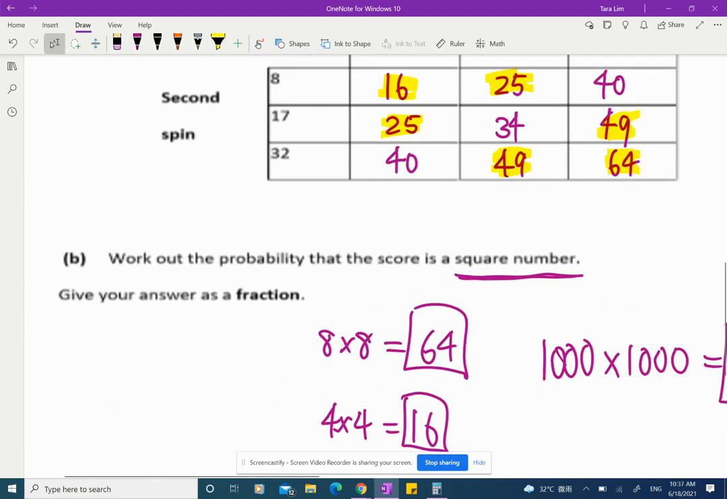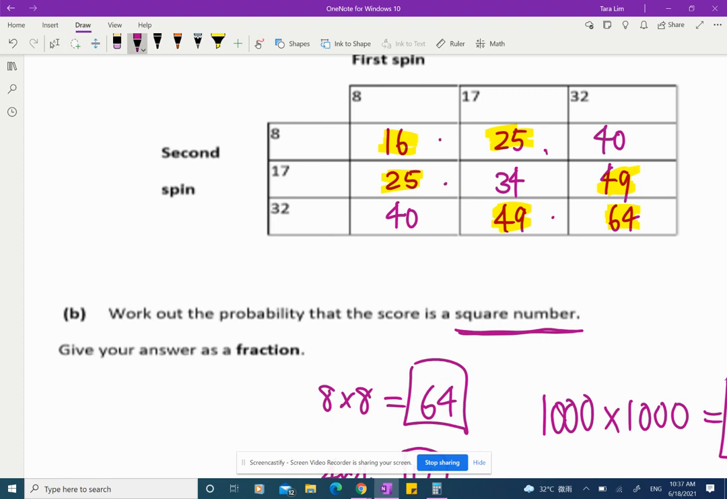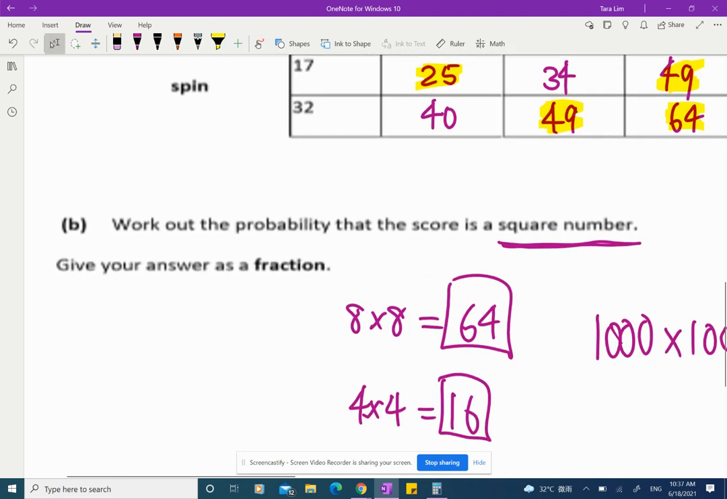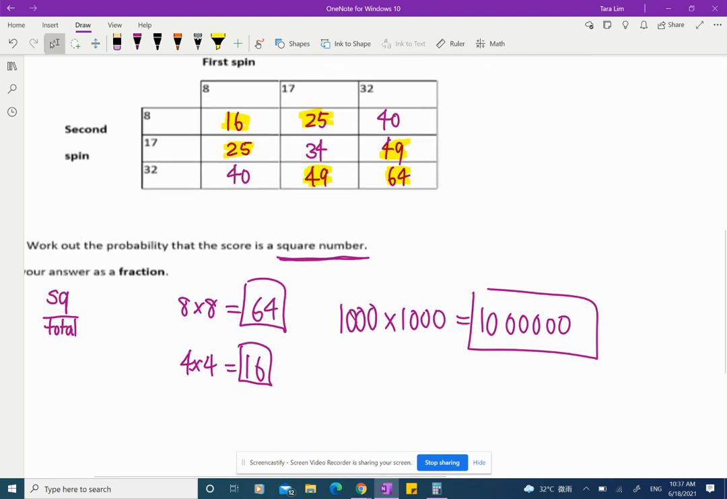Now we must work out the probability. We can't just write the answer as 6. Whenever we see probability, it is always a fraction or a decimal. In this case, we want our answer to be a fraction. So whenever we see probability and we must know the fraction of it, it is always the thing the question is asking for, a square number. Let me just write it out as SQ. So that stands for square number, over the total. So the total number of numbers.